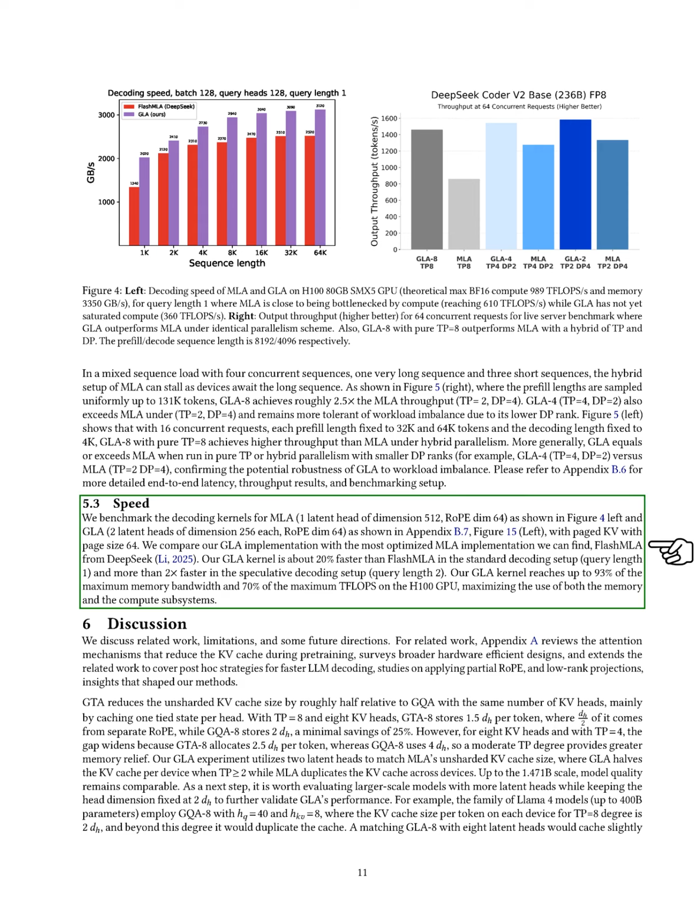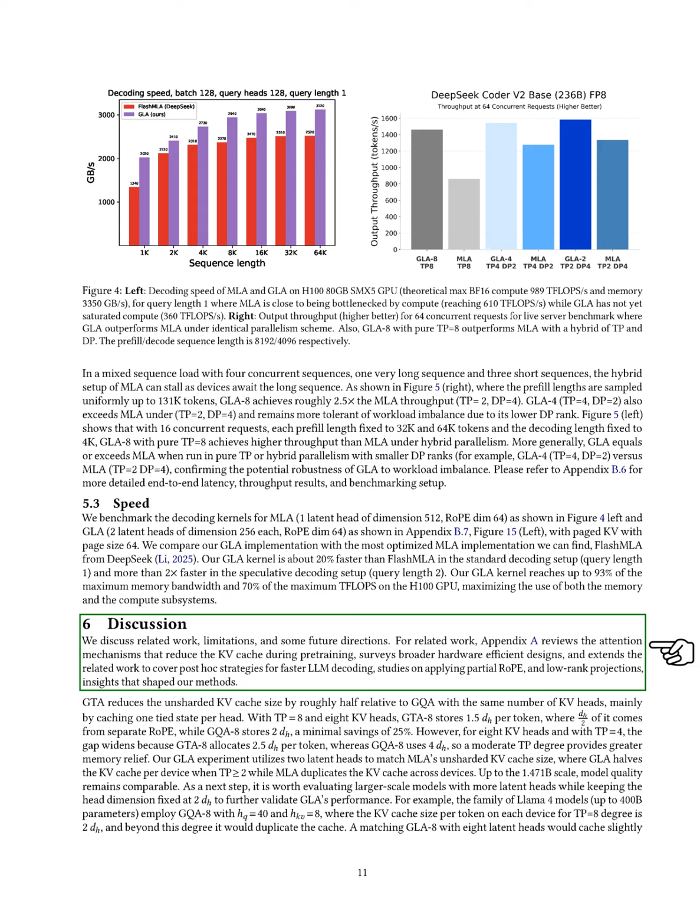Section Discussion. In this section, we discuss related work, limitations, and future directions. We review attention mechanisms that minimize the KV cache during pre-training, explore broader hardware-efficient designs, and look into strategies for faster decoding of large language models, LLMs. We also examine the application of partial rope and low-rank projections, which influenced our methods.